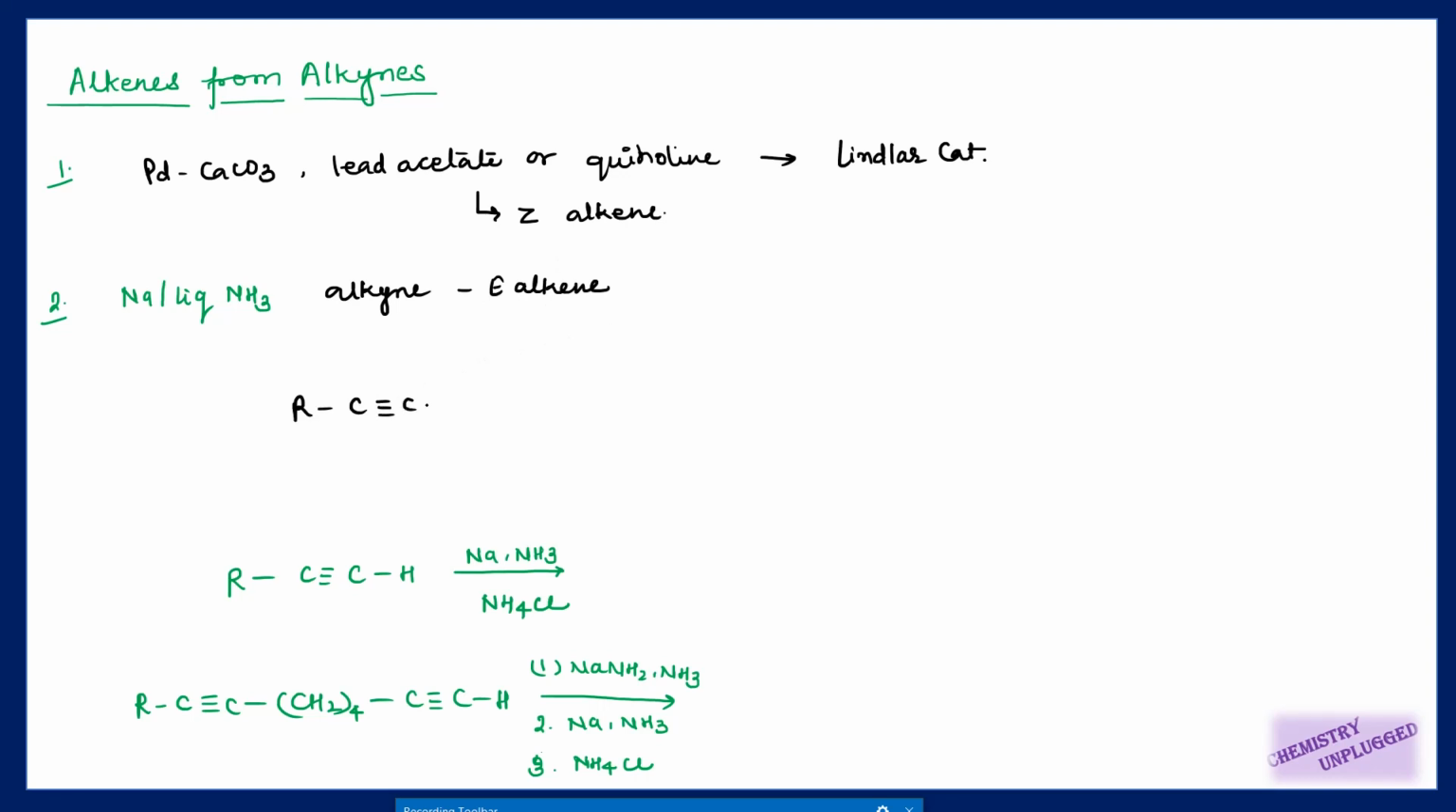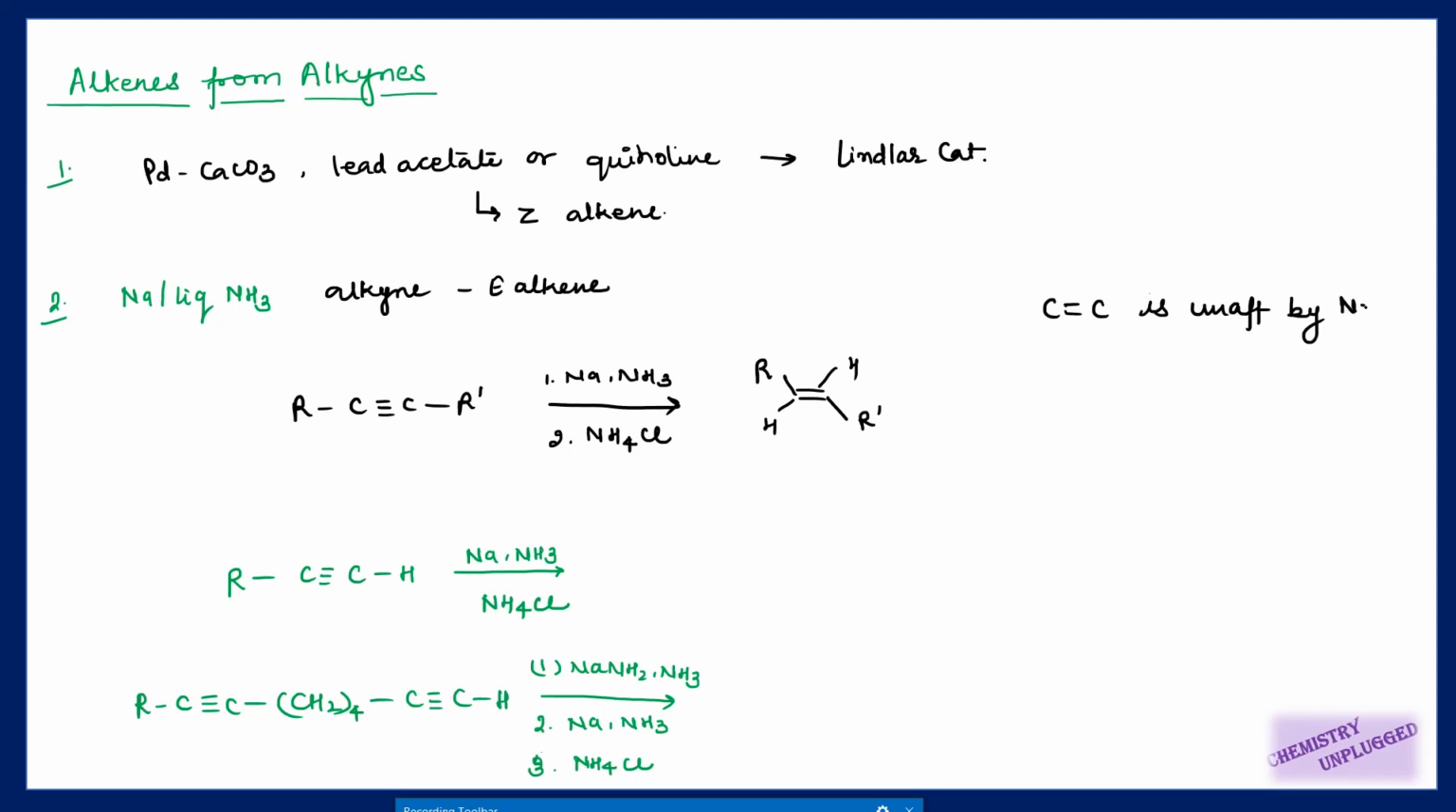Suppose this is your alkyne and we are using sodium in liquid ammonia here, and sometimes you can also see that there is ammonium chloride present in the reaction mixture. Then you will get this E alkene, and this alkene is stable in nature. It will not further react with sodium in ammonia to form saturated hydrocarbons, right? So this is very important, that the carbon double bond is unaffected by sodium in liquid ammonia.